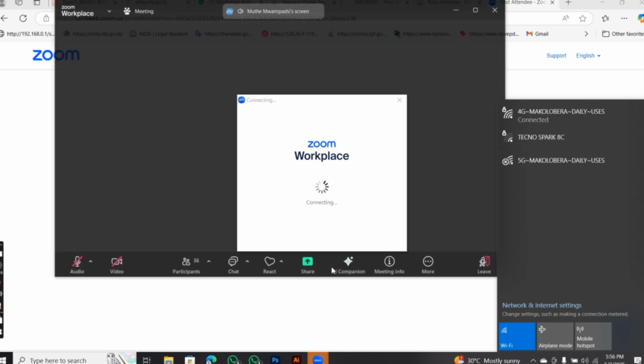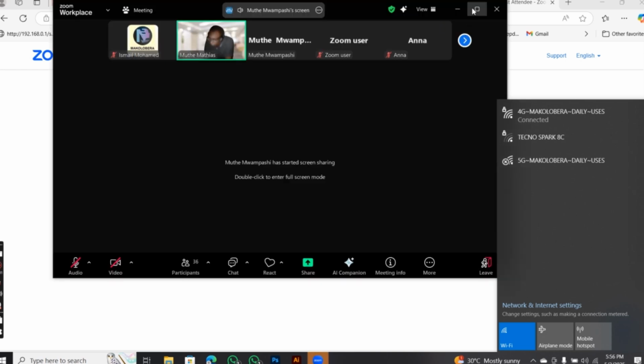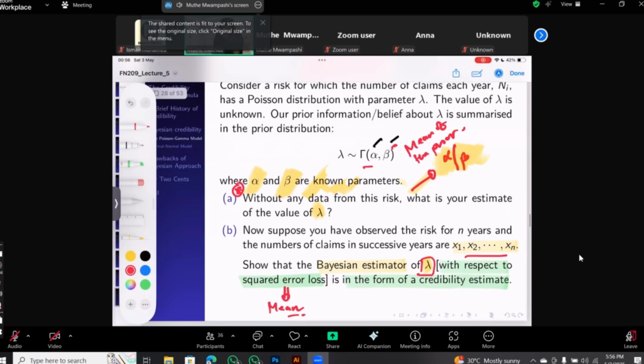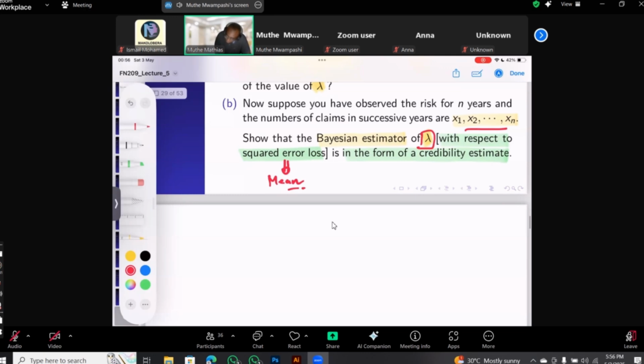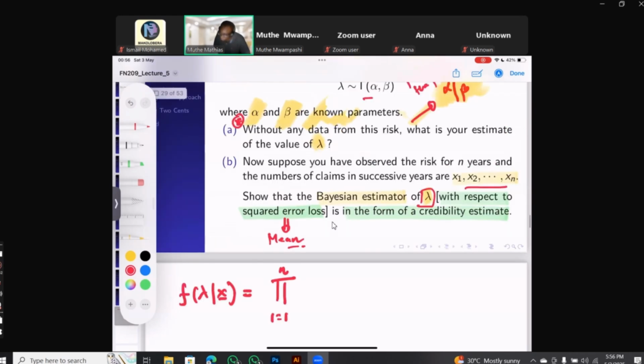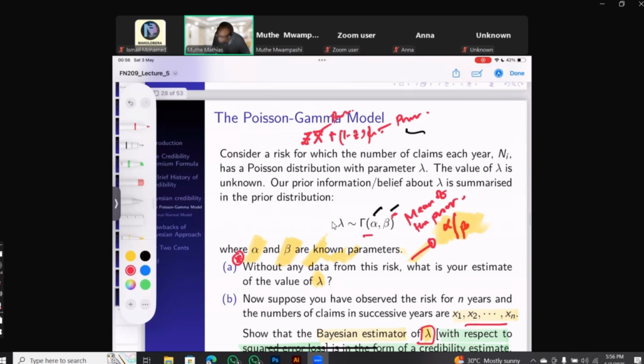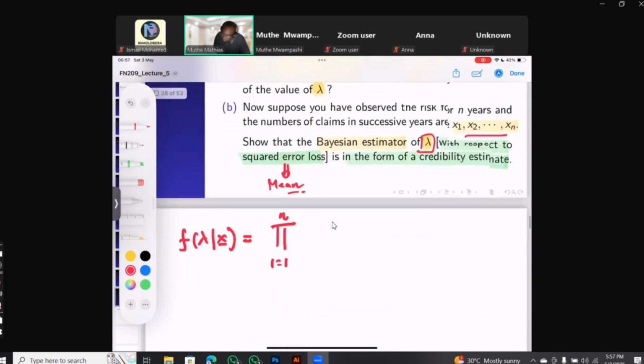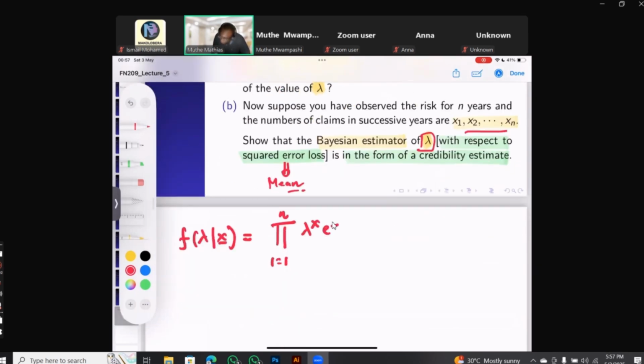In this case, we have the data from the risk itself, and then we have some prior information. We said on Wednesday that we can combine this information because we know the posterior distribution of lambda given x is simply equal to the likelihood, which is the product from i equals 1 up to n of the distribution. Which distribution do we have? Because the number of claims follows a Poisson distribution, right? So our x's follow a Poisson distribution. So we have e to the minus lambda, lambda to the x, divided by x factorial, and then we multiply everything by the gamma distribution.